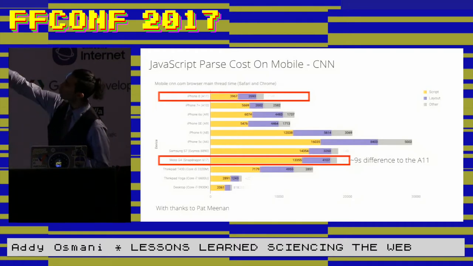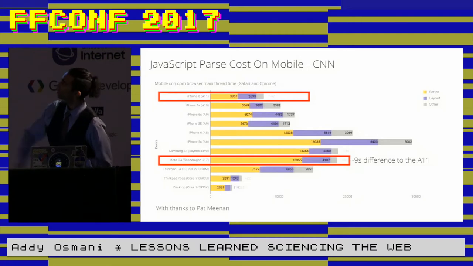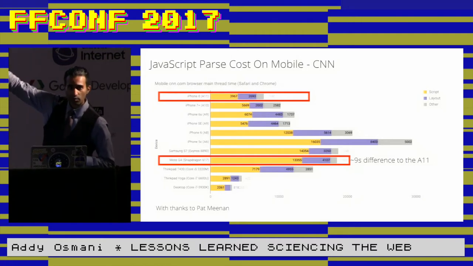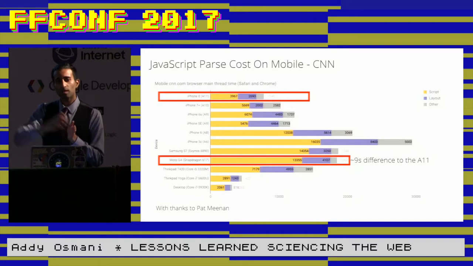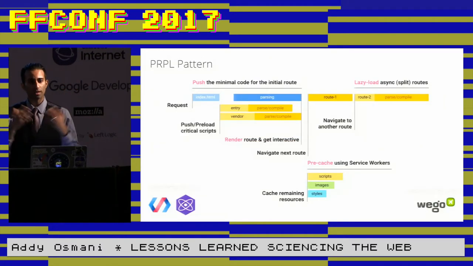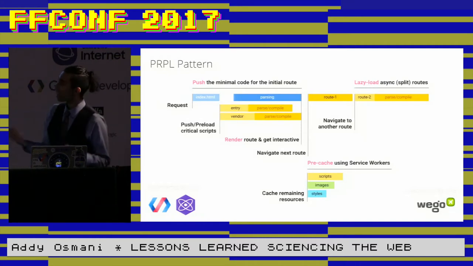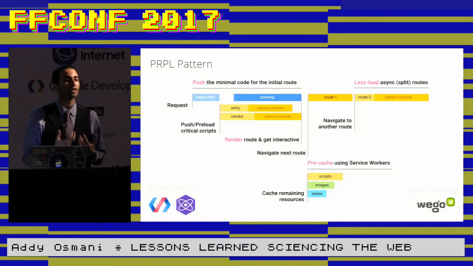We can zoom in on this problem. We can see that for a real site like CNN, using the iPhone 8's A11 Bionic chip, it's able to parse JavaScript in just a few seconds. Compare that to the Moto G4, which takes an additional 9 seconds. That's 9 seconds just being spent still parsing that code before we're able to get that experience booted up and interactive.